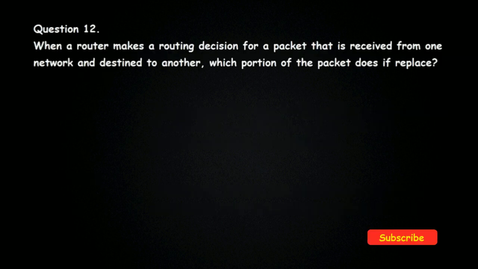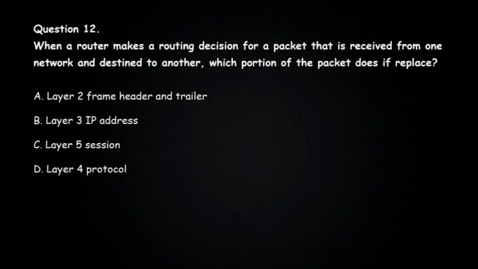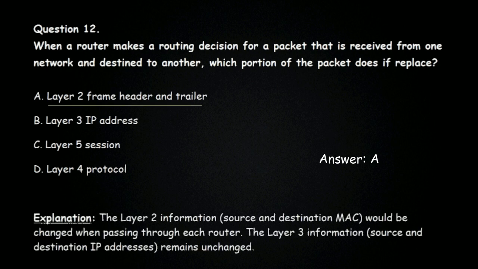Question 12. When a router makes a routing decision for a packet that is received from one network and destined to another, which portion of the packet does it replace? Options. Answer is a Layer 2 frame header and trailer. The Layer 2 information, source and destination MAC, would be changed when passing through each router. The Layer 3 information, source and destination IP addresses, remains unchanged.